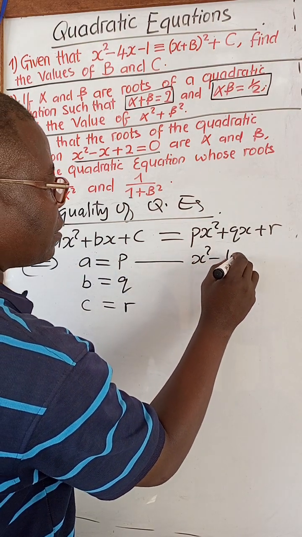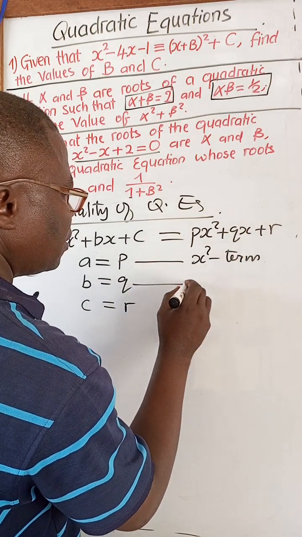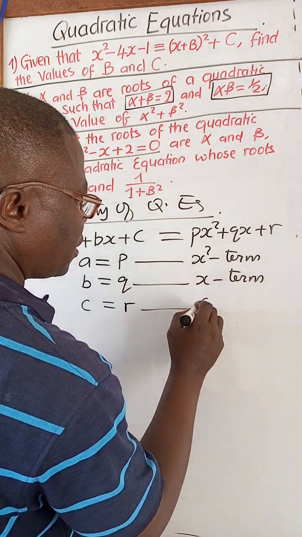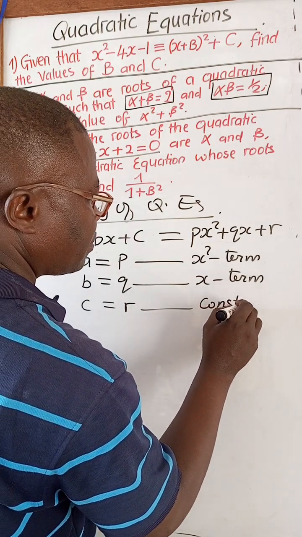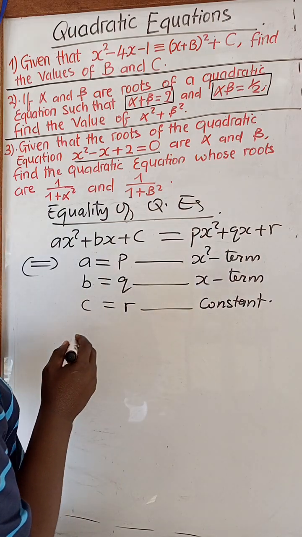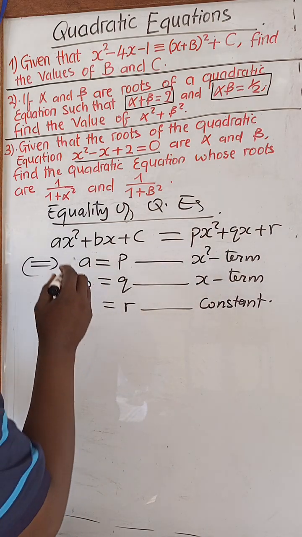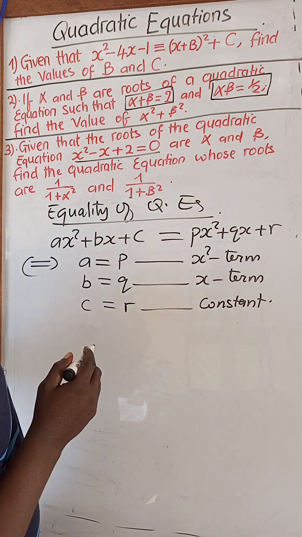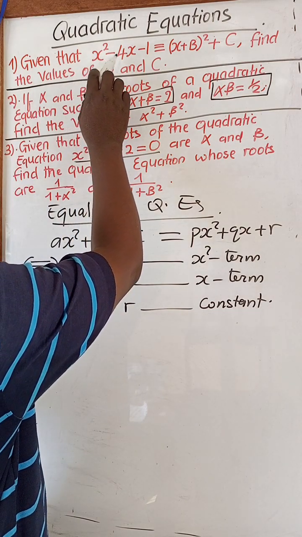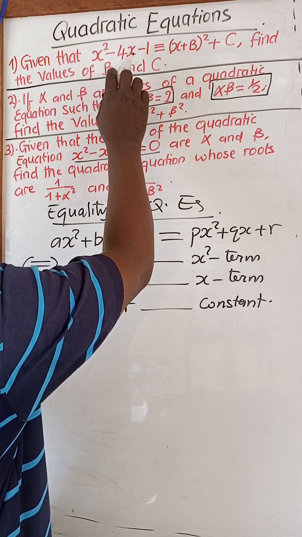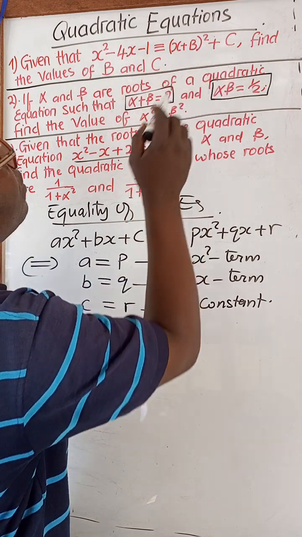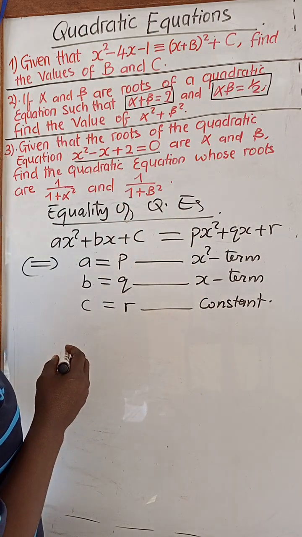So x squared term, x term, and then the constant. This is a condition for this quadratic equation to be equal to that quadratic equation. Now, this will help us solve our first question here. We are given the quadratic expression x squared minus 4x minus 1 to be identically equal to (x plus b) all squared plus c, and we are asked to find the value of b and c.